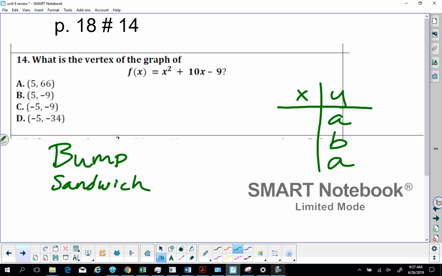Has anybody found the vertex sandwich yet? I think Tyreek did. Oh my gosh, Tyreek, what's the answer? D? Did everybody see that one? Everybody find -5 in your X.